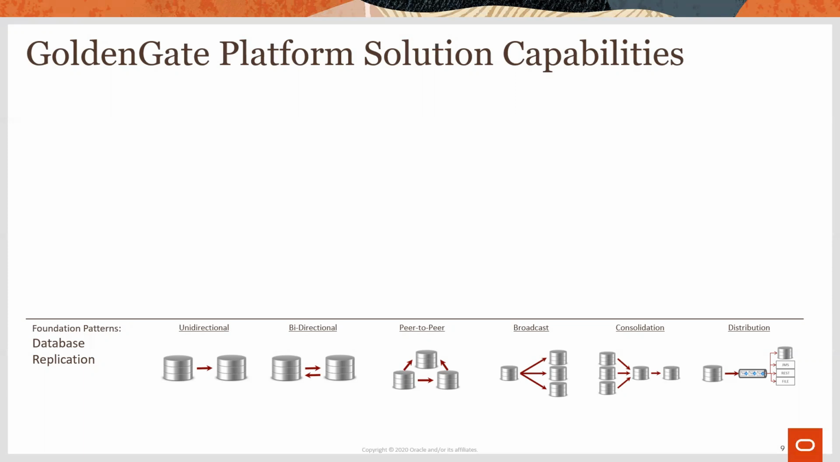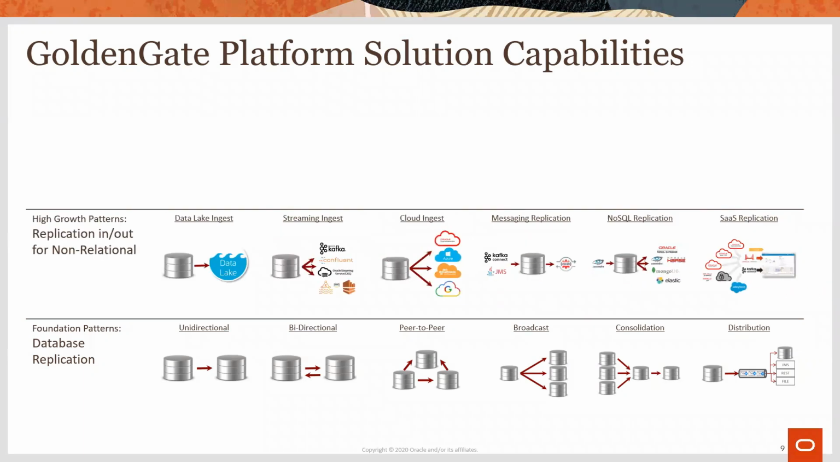And then there's the distribution model, where we're actually posting events out of the database to messaging systems, which leads us to the next layer up, which a lot of the use cases for GoldenGate, especially in the last 5 to 7 years or so, have been around these non-relational patterns. So ingesting data to data lakes, ingesting data into streaming platforms, ingesting data to the cloud, doing messaging-based replication for event to event using JMS or Kafka or MQTT.